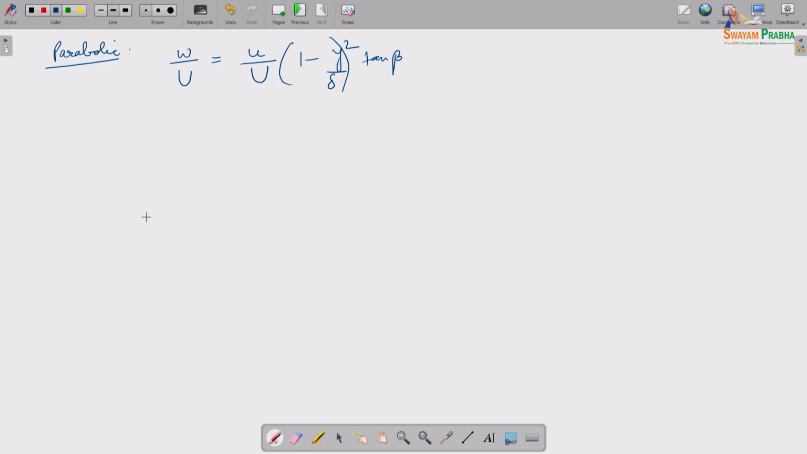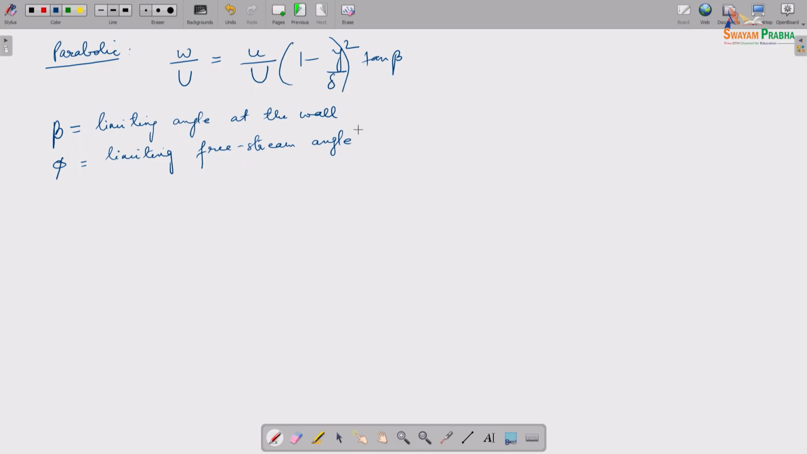So these are the two relationships, where beta is equal to the limiting angle at the wall, and phi is the limiting free stream angle.